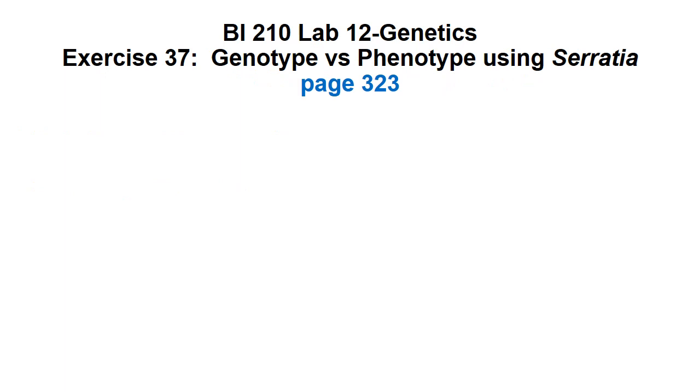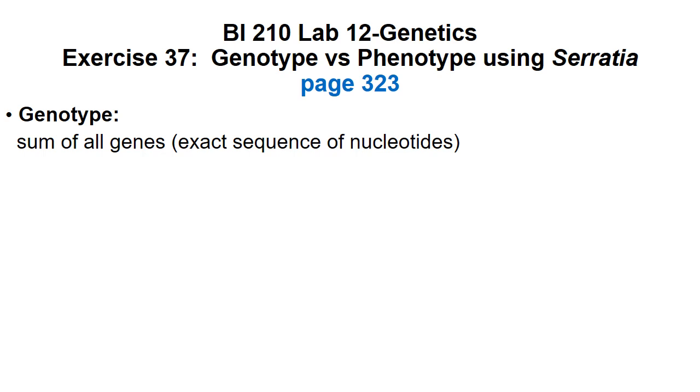Exercise 37, genotype versus phenotype using Serratia. Page 323. So what is a genotype? The sum of all of the genes. Your genes is your exact sequence of nucleotide bases. Again, what is the order? ACC or GGG or ATCG, whatever that order is.